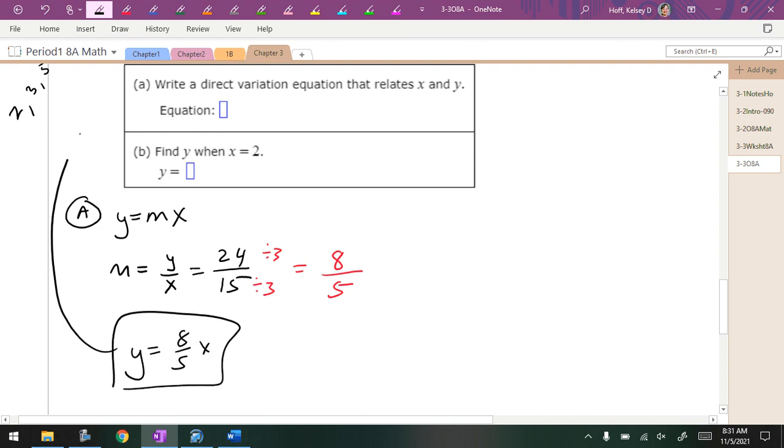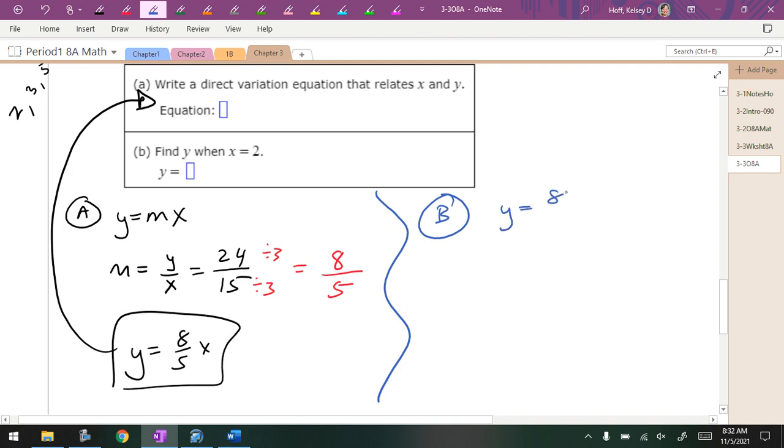Very good. Don't forget, you have to have the y, you have to have the equals, and you have to have the x. You know what most people forget? The x. So always check that. All right, then we go to part B. Use our equation, y equals 8/5 x. What do I do now? Times by what? 2, because x is 2. 2 over 1. 8/5 times 2 over 1.